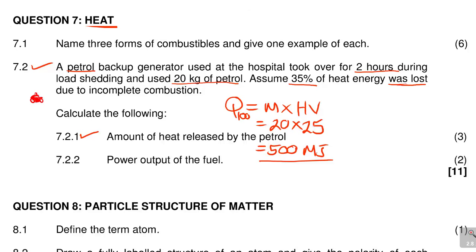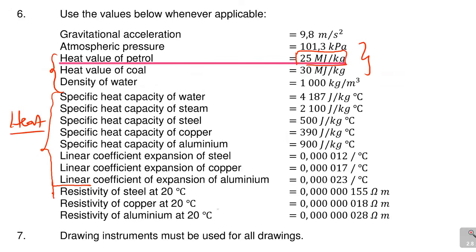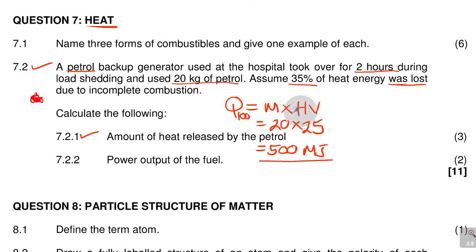So don't end up in error by writing your answers just in joules. It's 500 megajoules. Why? Because the unit of measurement on my heat value is MJ, so you also need to maintain the same units whenever you're calculating that. So that is the first part.